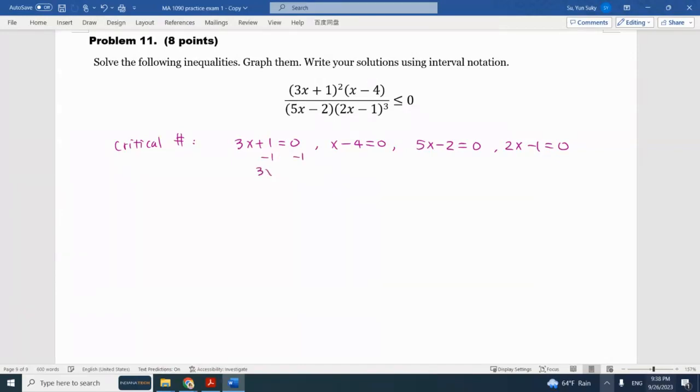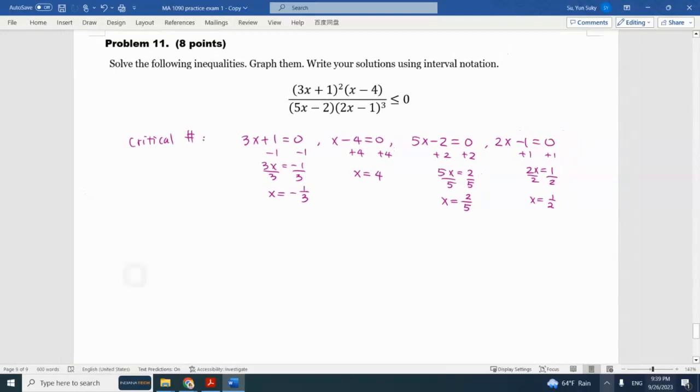So subtract 1 and divide by 3. We get x equals minus 1/3. And then here we add 4 on both sides. So we get x is 4. And here we add 2. We get 5x equals 2, divided by 5, x equals 2/5. And here we add 1. 2x is 1, divided by 2. x equals 1/2. So we get 4 critical numbers.